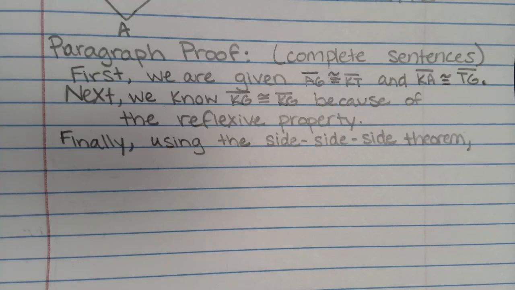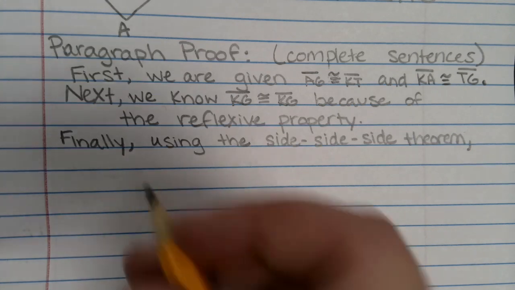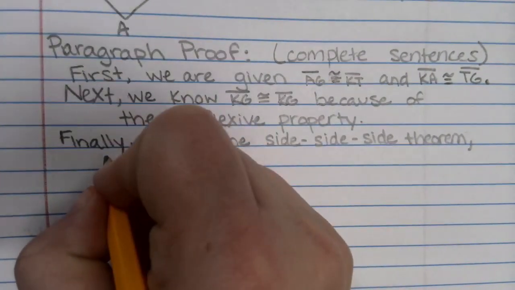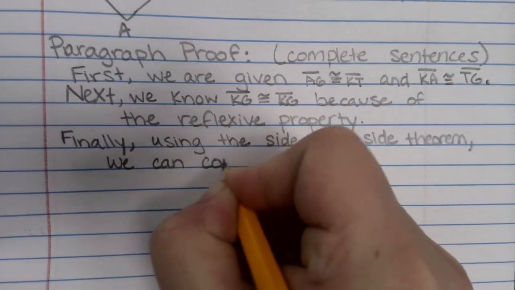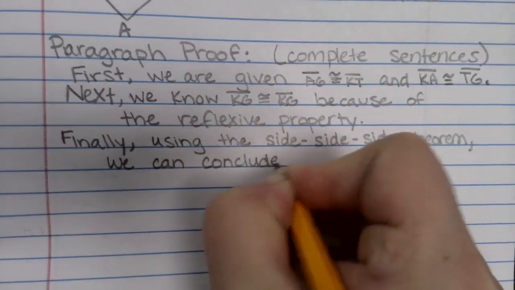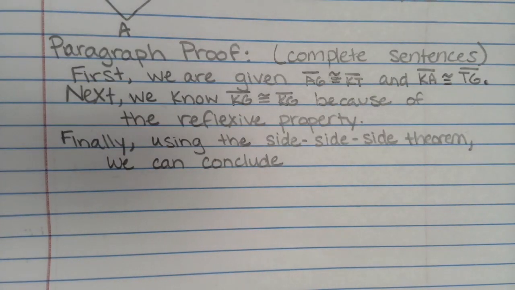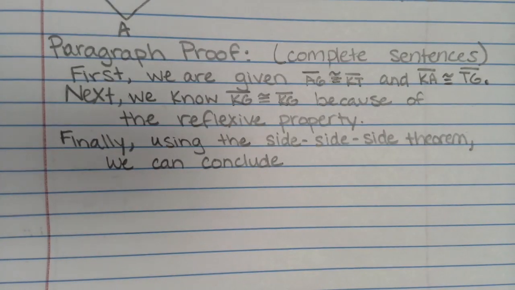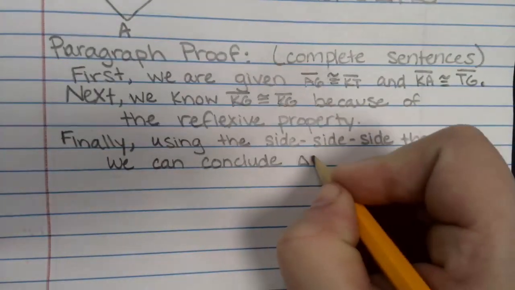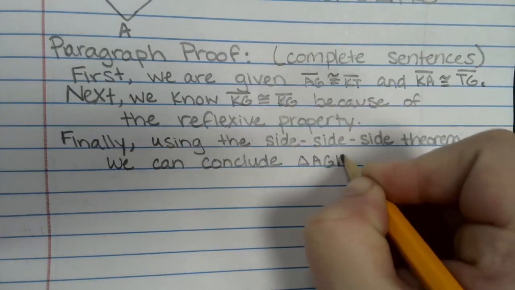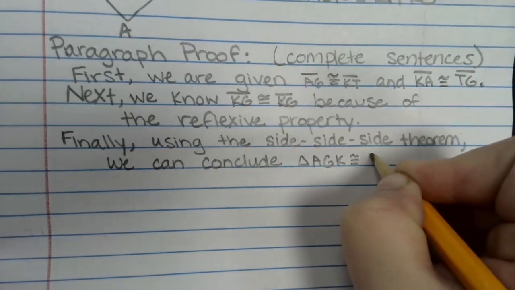Finally, using the side theorem, we know, or we can conclude, or we could even say we can state, we can say, we can conclude. What was our last part that we were trying to conclude in this proof? Good. Triangle AGK is congruent to triangle TKG.